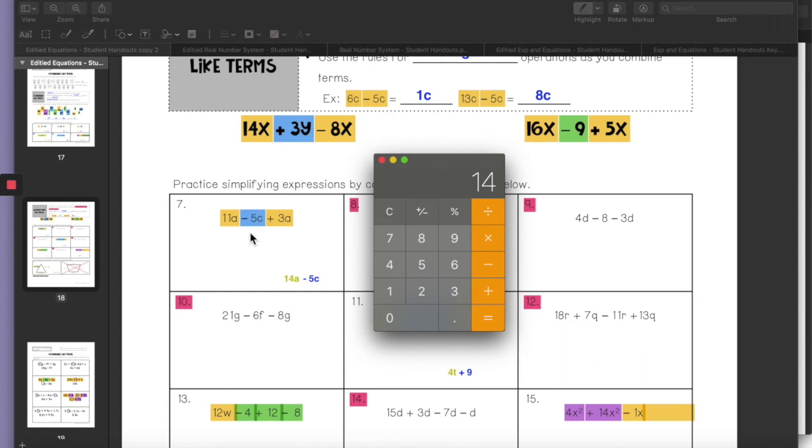Now negative 5c has nothing else to be combined with. There are no other c's in the problem, so it just stays the same at negative 5c. And when you read it as an expression, you can read it as it is. You can say 14a minus 5c. But I like to use negative, so it would be 14a combined with negative 5c. It's another way to read it.